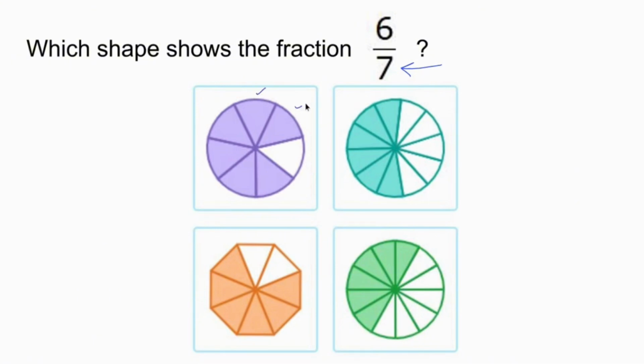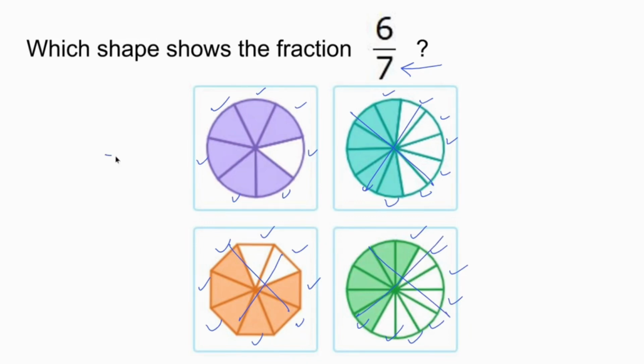You have 1, 2, 3, 4, 5, 6, 7, so it could be you. You have 1, 2, 3, 4, 5, 6, 7, oh, more than 7, so I'm not even going to bother. You have 1, 2, 3, 4, 5, 6, 7, 8, so it can't be you. And you have 1, 2, 3, 4, 5, 6, 7, so way too many, can't be you either. So this is our only option, but let's just make sure.